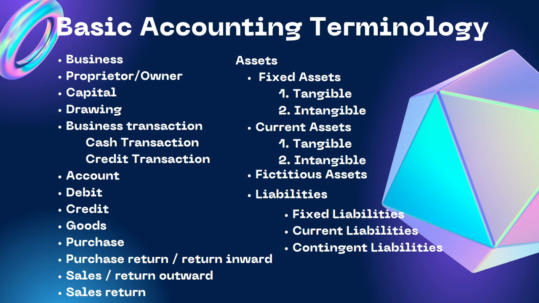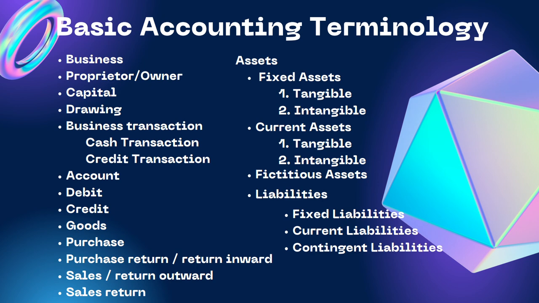Next is capital. The amount which is invested in the business by the proprietor is called capital. Next one is drawings. If a proprietor withdraws any money from the business for his personal use, it comes under drawings. And next, cash and credit transactions. All the cash transactions come under cash, and for example, if we are buying anything on credit, it comes under credit transaction.